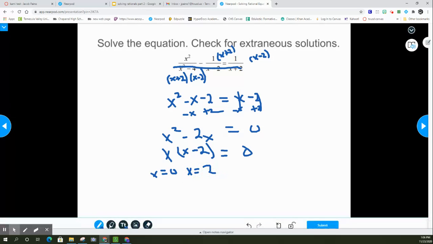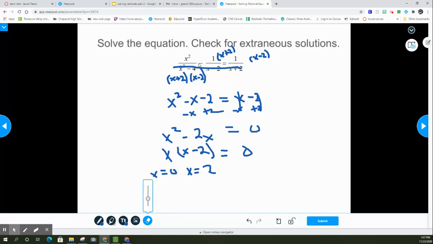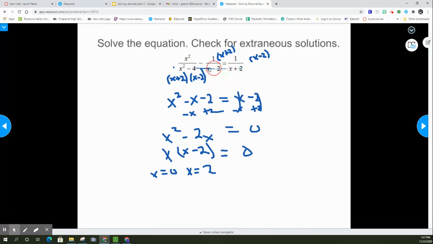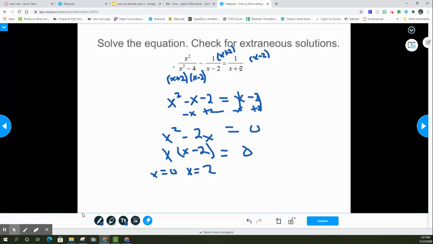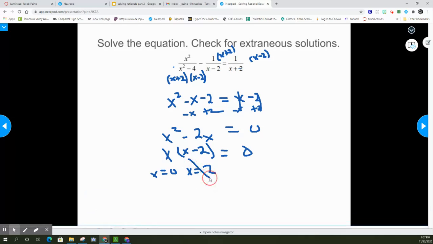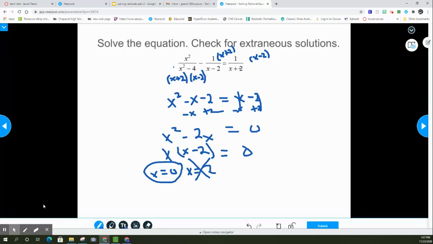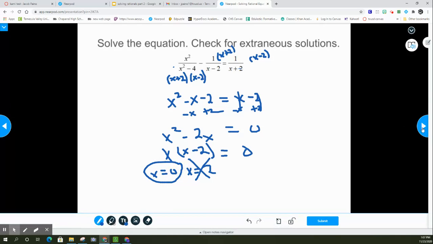Now if I look back at the original problem, any of those answers that make the denominator 0, and 2 does. 2 minus 2 is 0. So this is an extraneous solution. So the only correct answer on this one is x equals 0.